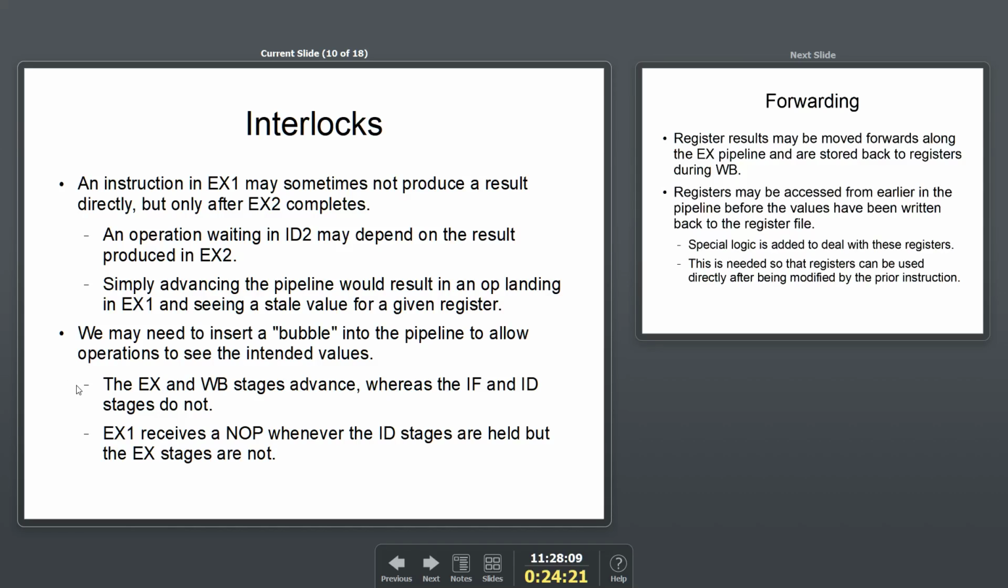So the execute and write back stages advance during a bubble, whereas the fetch and decode stages do not, because those are stalled, whereas execute continues to advance as normal. And as noted, the execute stages receive NOPs whenever the former stages are held, when the execute stages are not. Seems straightforward enough, so onwards.